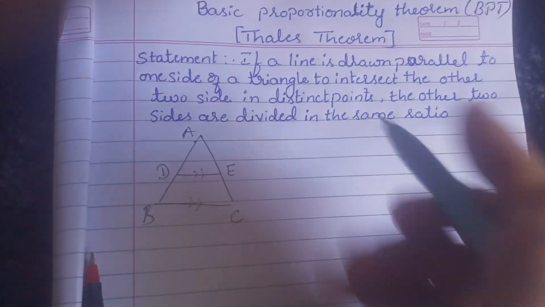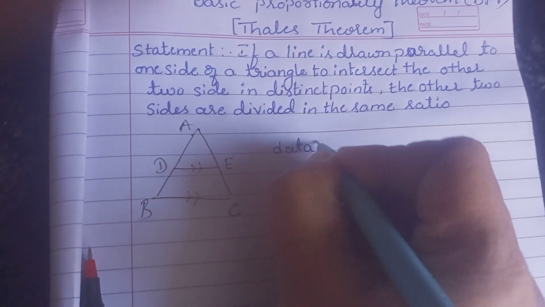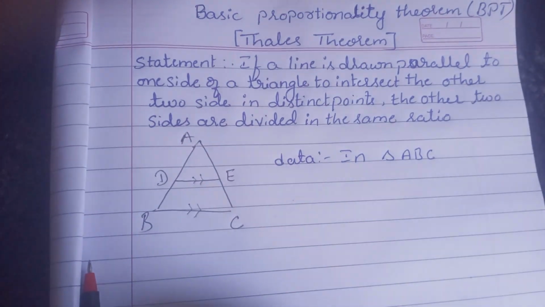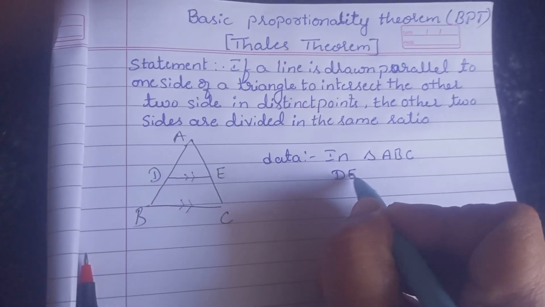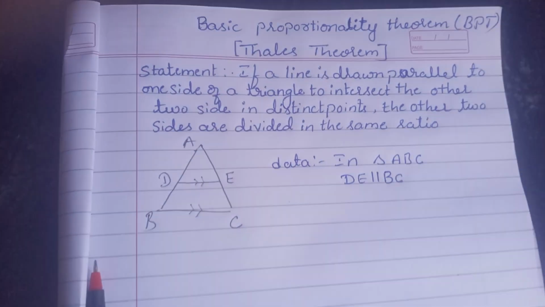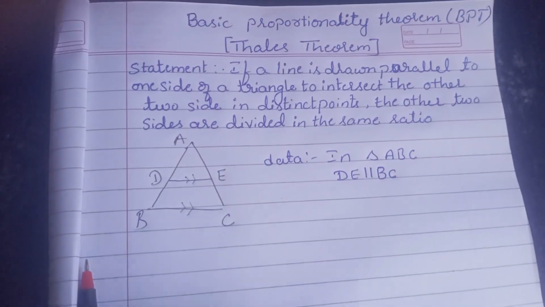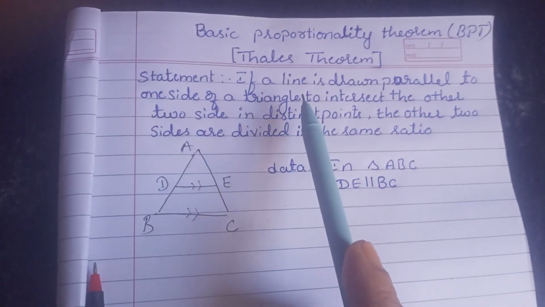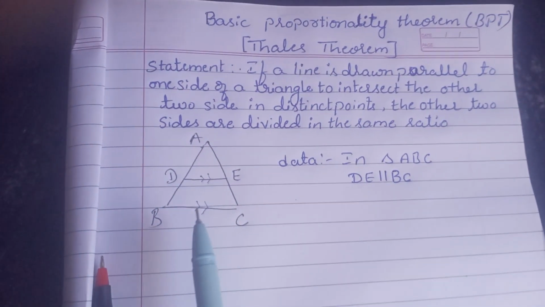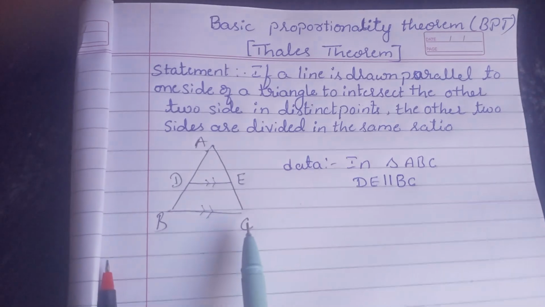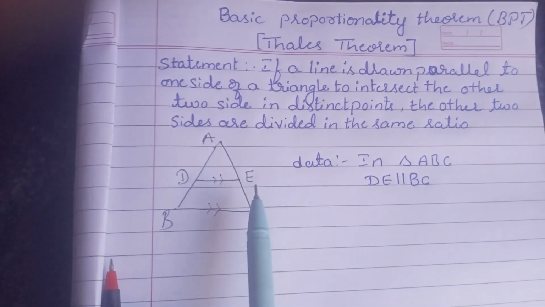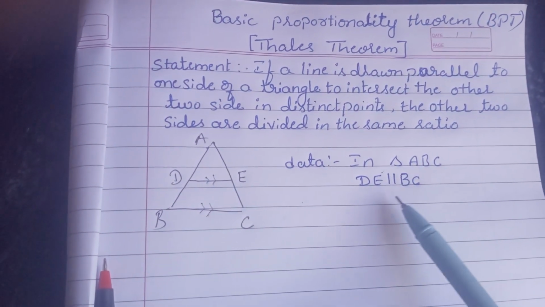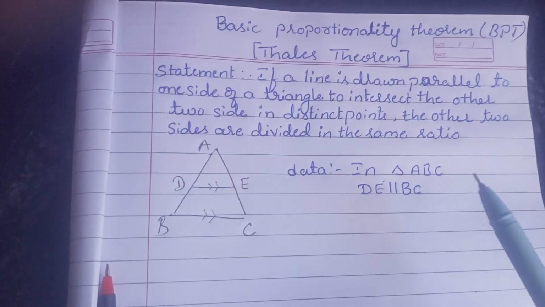Data: in triangle ABC, DE is parallel to BC. Based on this statement, if a line is drawn parallel to one side of a triangle, which is the side? BC is the side, and DE is the parallel line. So, data is in triangle ABC, DE is parallel to BC.